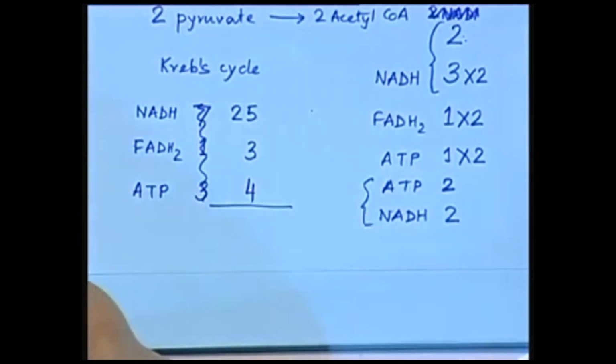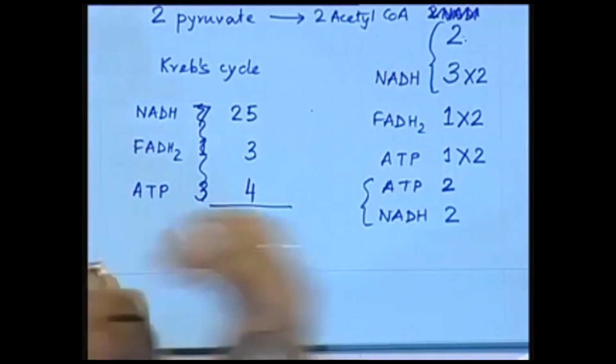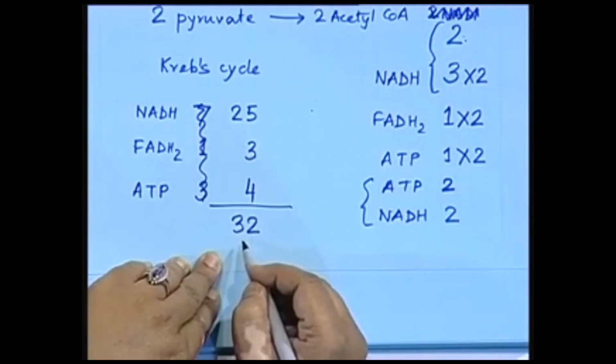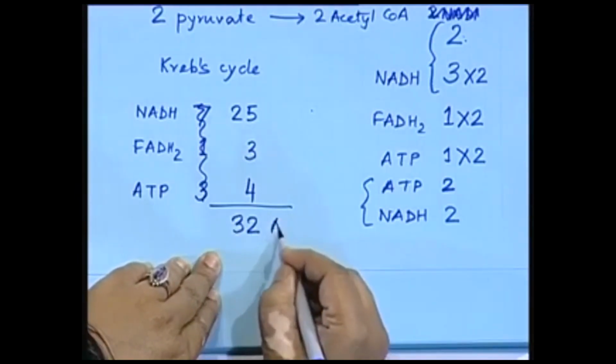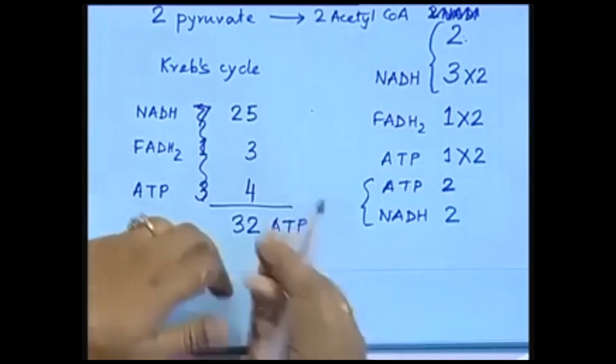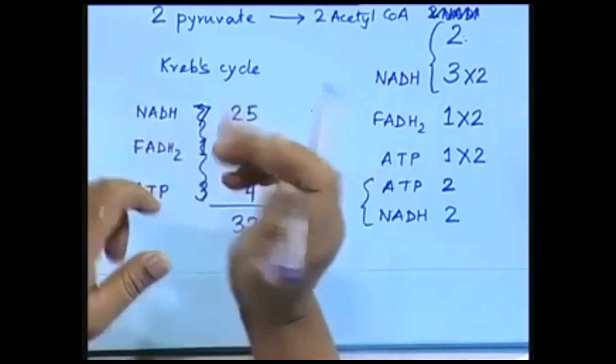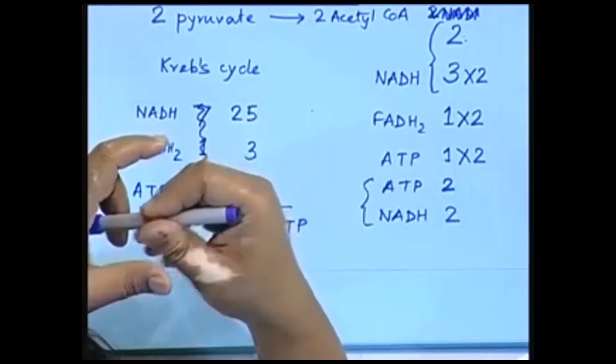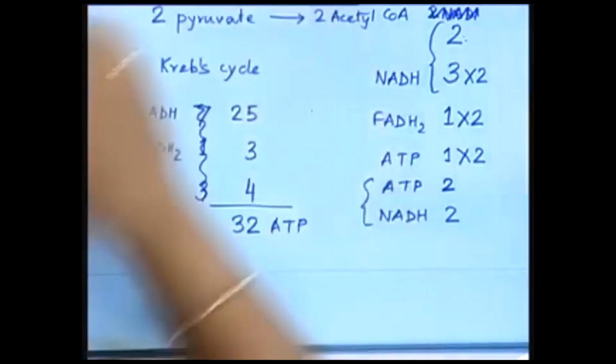How many? 32. So I have 32 what? ATP. How much energy is that? Do you know how much energy it is? Usually they say we have 30 to 32. Okay, let us get back to the slides here.